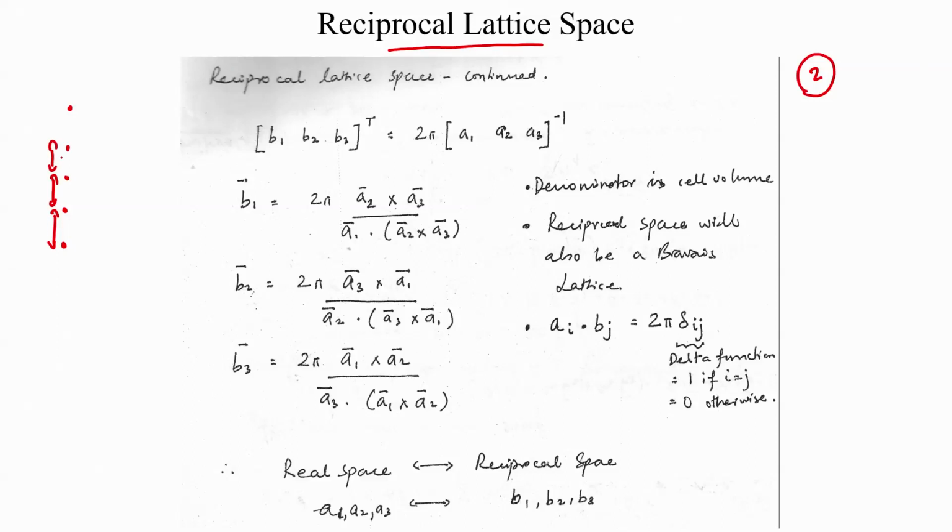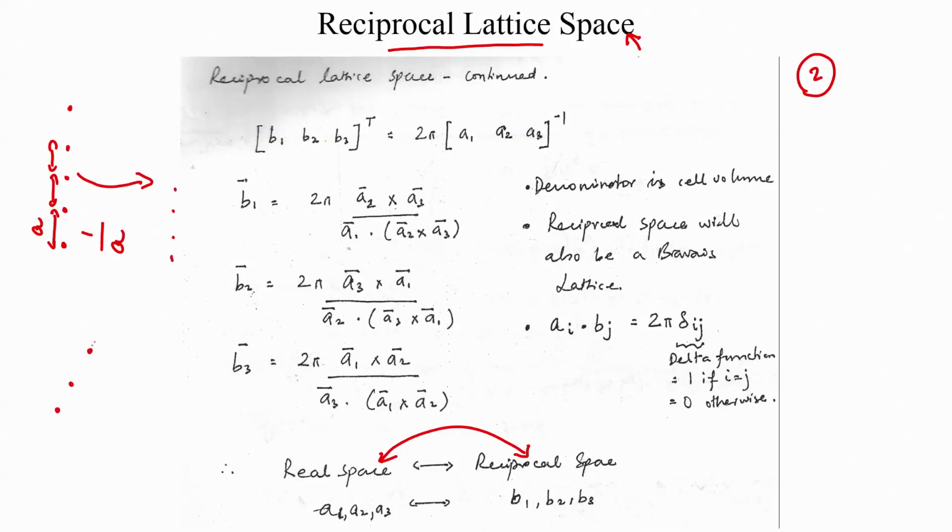Now what is the frequency? It is essentially 1 by the spatial period. So if it is a, 1 by a could be considered to be the frequency. If you were to take the spatial Fourier transform of the real space, you will end up in the frequency space, and that frequency space is called the reciprocal lattice space. So it is essentially a Fourier transform that connects the real space to the frequency space. That is essentially the idea behind what a reciprocal lattice space is.